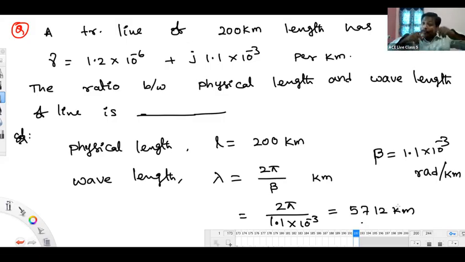If you make the length of the transmission line equal to 5712 kilometers, then we can experience an equal phase, or we can experience VR equals VS and IR equals IS. All of you getting my words? All of you getting clarity regarding length and wavelength?